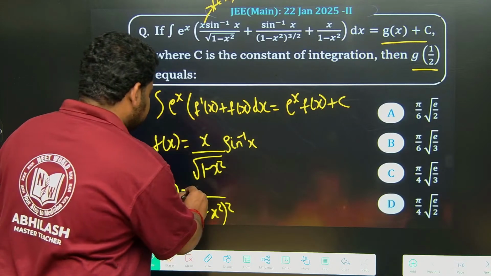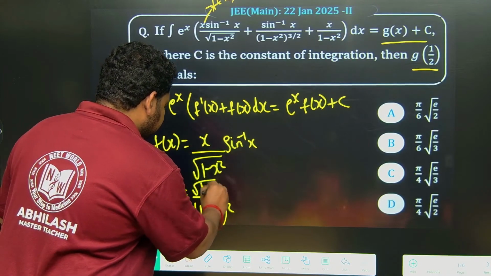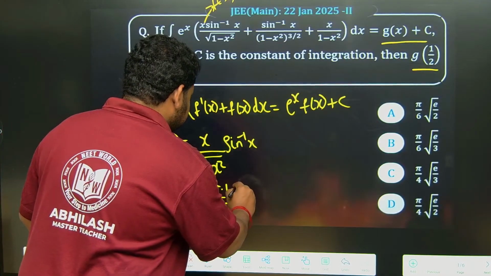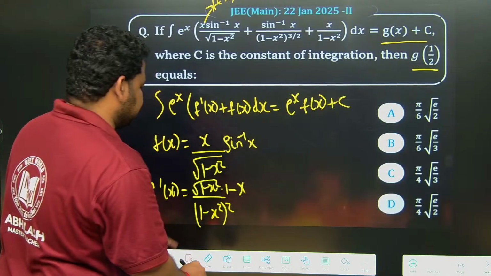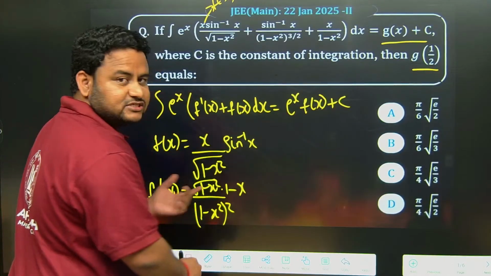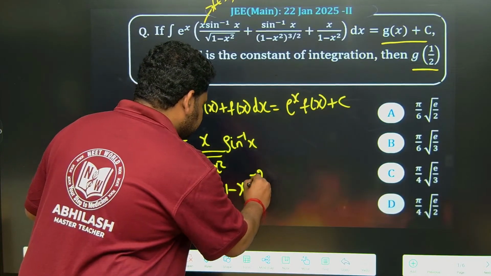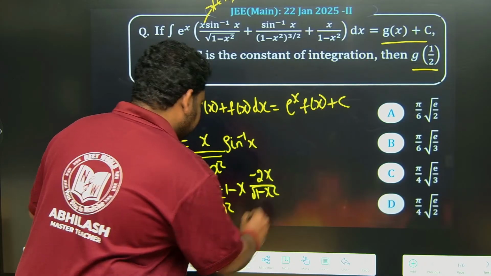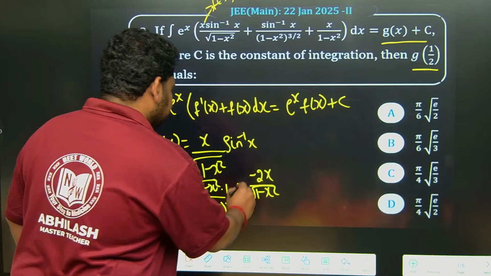So this will become what? Square root of 1 minus x square into 1 minus what I will get, x times square root of 1 minus x square dx is nothing but minus 2x by square root of 1 minus x square, minus 2x into square root of 1 minus x square. This is what I will get.